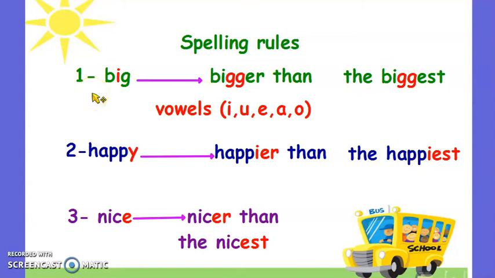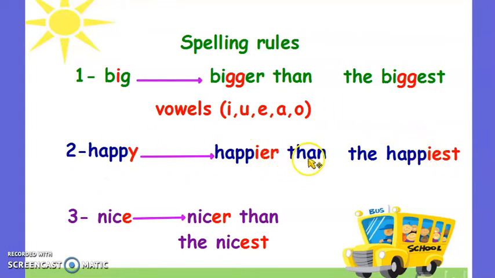هي أول قاعدة. The second one, if we have the letter Y and before the letter we have a consonant, حرف صحيح عادي. Okay, we change Y to I and we add ER or EST. إذا جاء حرف أخير هو حرف الواي سبقه حرف صحيح not vowels مش علة، بنغير الواي لآي وبنضيف ER أو EST.